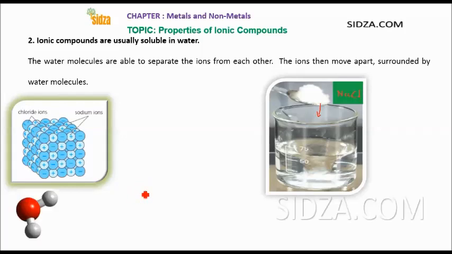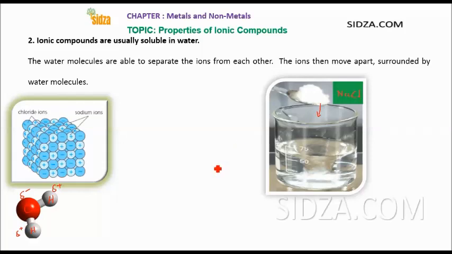Water, we know, is polar. The hydrogen, being the less electronegative atom, has a small positive charge, delta positive. Oxygen, the more electronegative atom, has delta negative. So hence water is polar. It has a positive and a negative end, right?